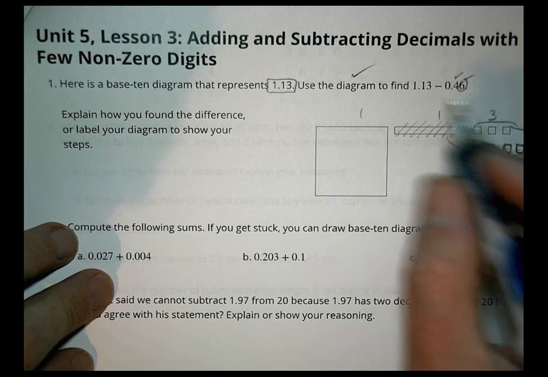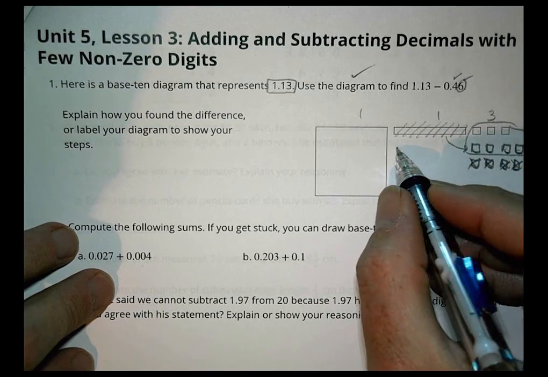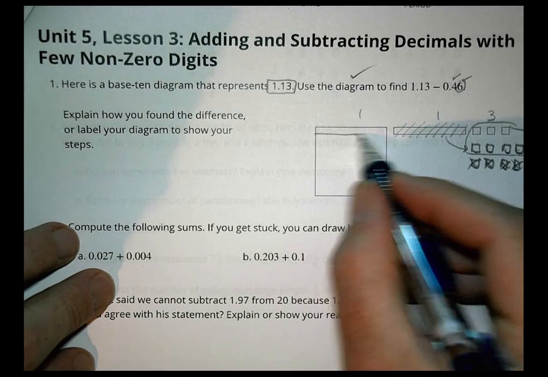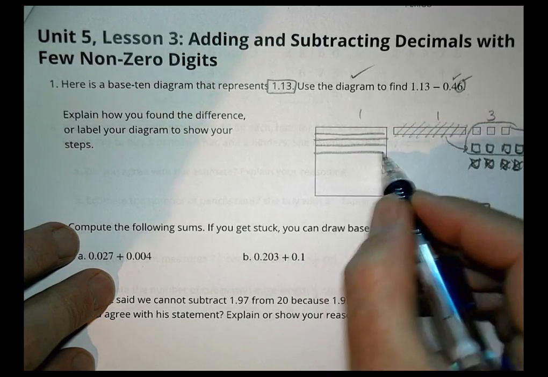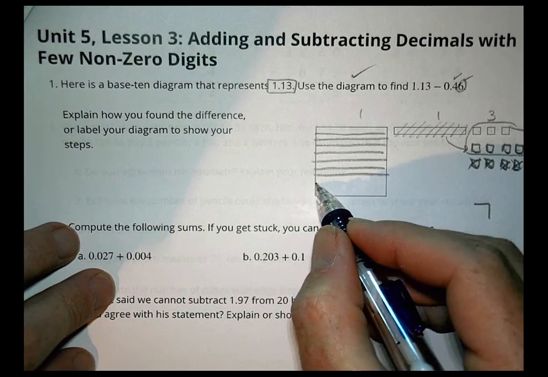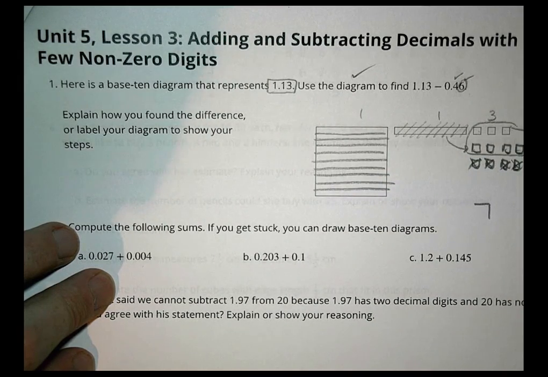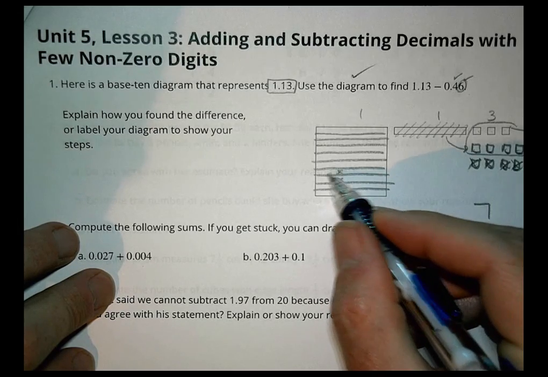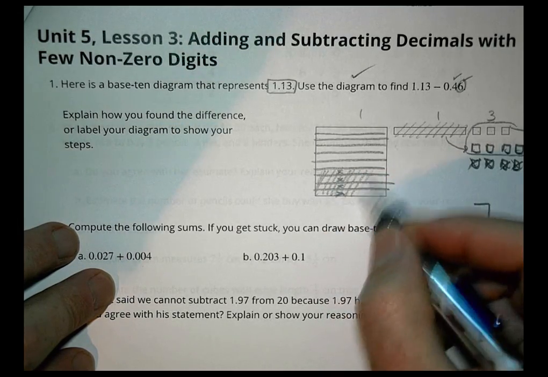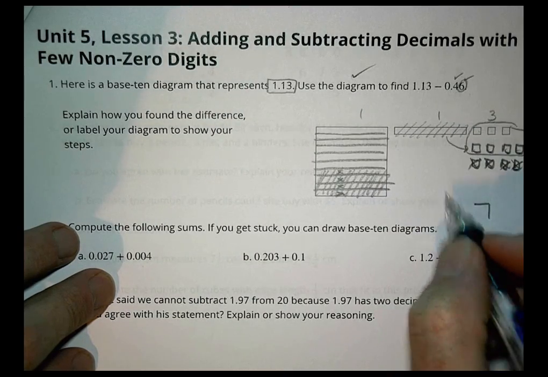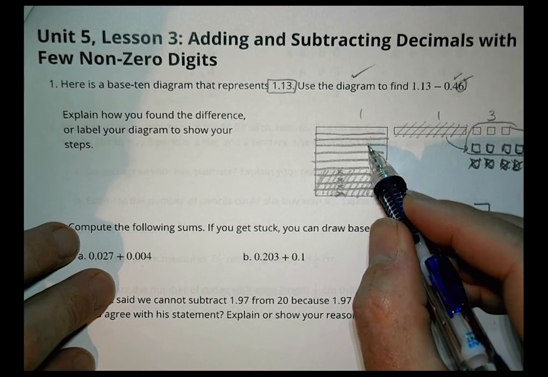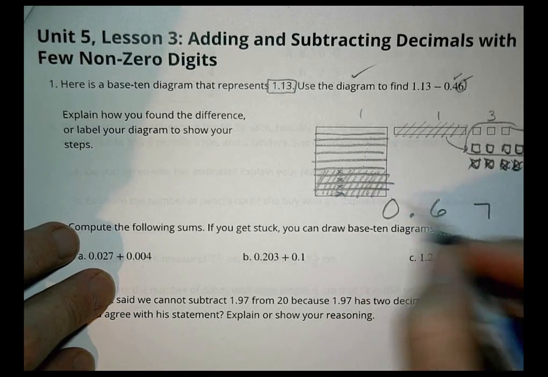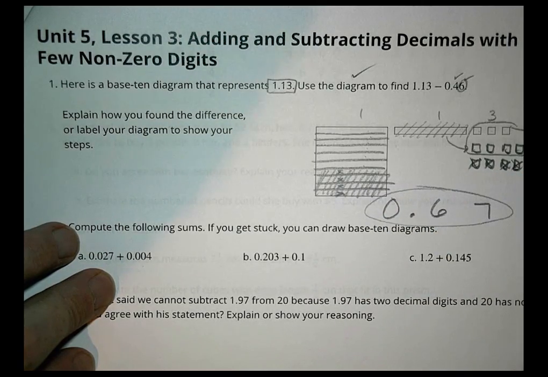Now I need to still take away 4/10. I have no tenths. So this 1 needs to become 10 of these, right? So I could think of it this way. I can go 1, 2, 3, 4, 5, 6, 7, 8, 9, 10. Now I have 10 of them. I want to get rid of 4. So 1, 2, 3, 4. Those 4 all go away. Now I have how many tenths? I have 1, 2, 3, 4, 5, 6 left. 0.6. I don't have any whole numbers left, so I have 0.67 is what I'm left with.